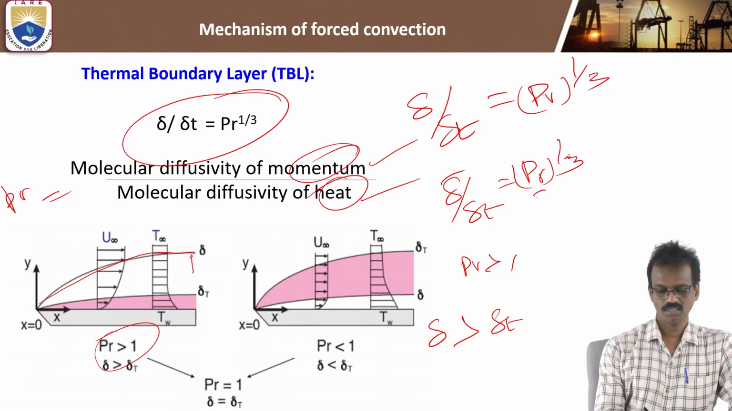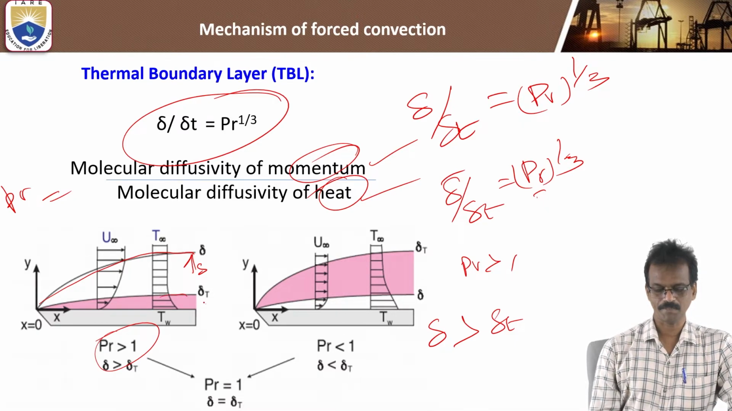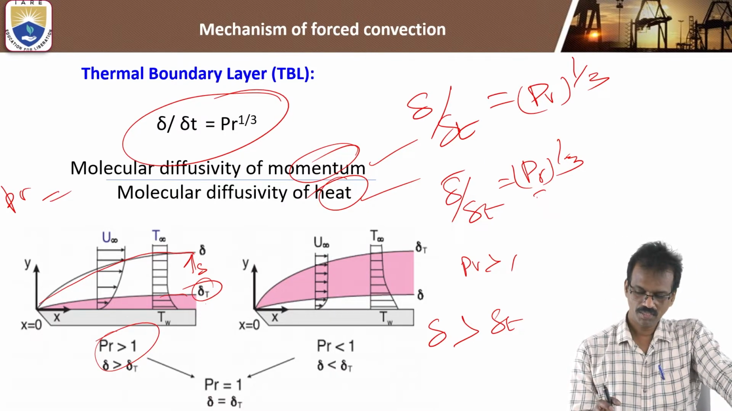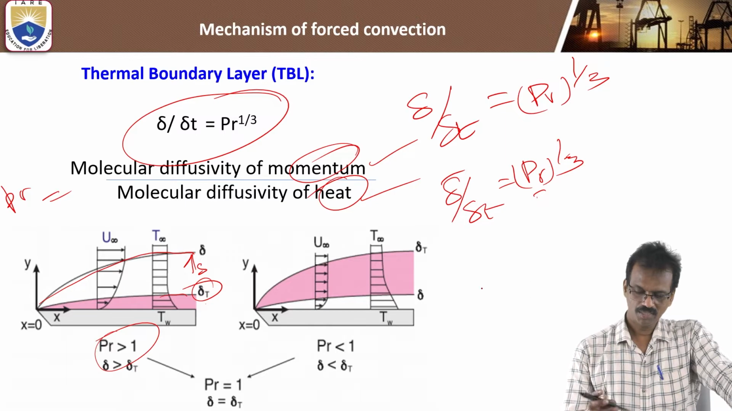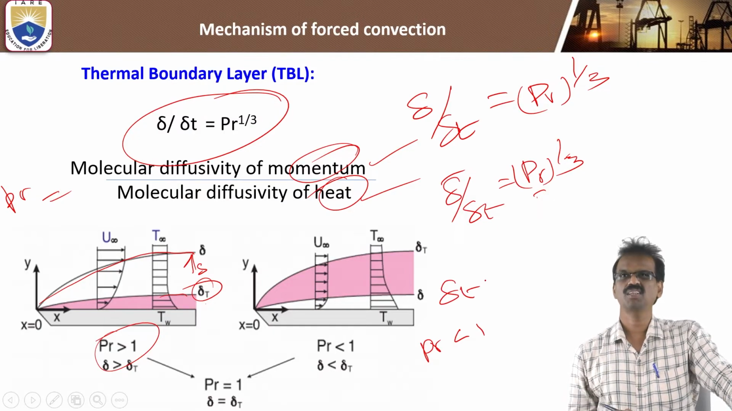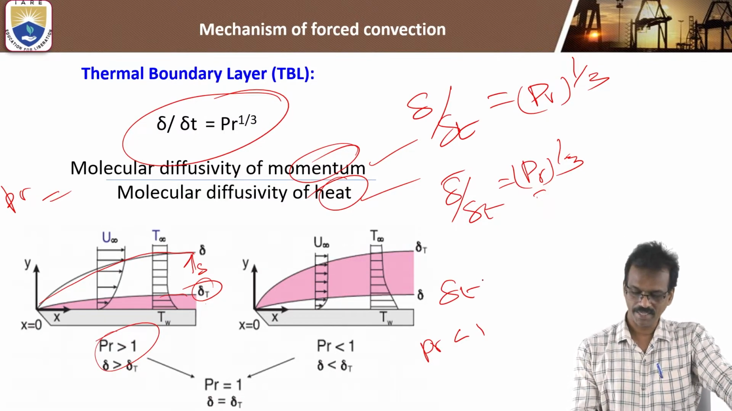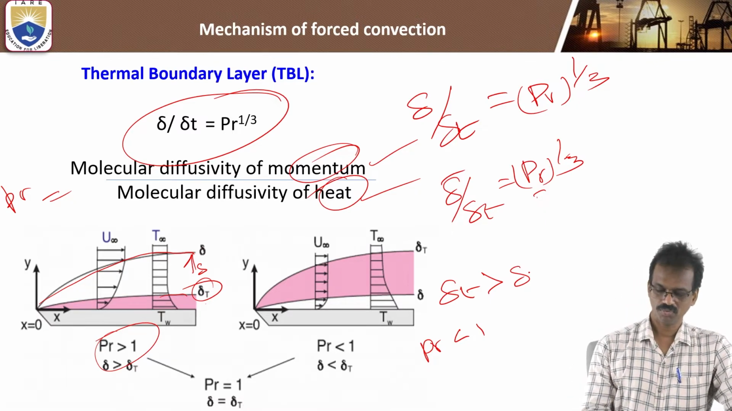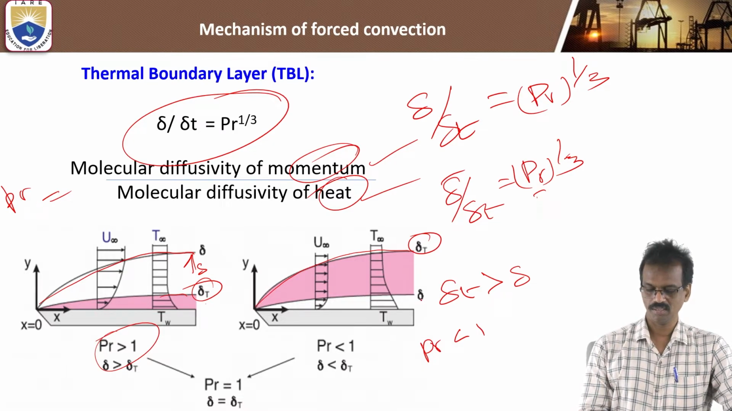So that is, delta is greater than the thermal boundary layer. So this is the thermal boundary layer, delta t. Okay, so the next condition is the Prandtl number less than 1. Prandtl number less than 1 means delta t, the thickness of the thermal boundary layer, is greater than the thickness of the velocity boundary layer. It means this thermal boundary layer delta t is greater than delta.